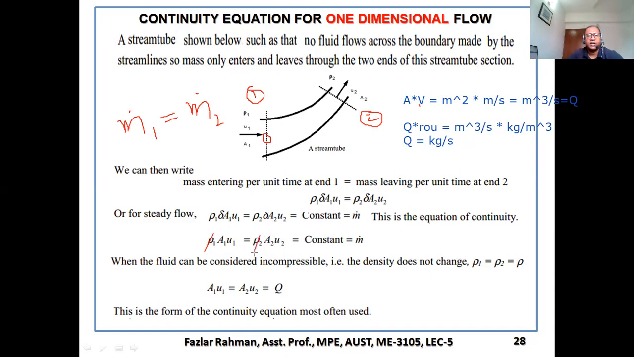So then you are getting only this equation: A1 U1 equal to A2 U2 equal to Q. This is called the continuity equation for one dimensional flow. Flow is going in one direction and the fluid is not compressible, that means incompressible.